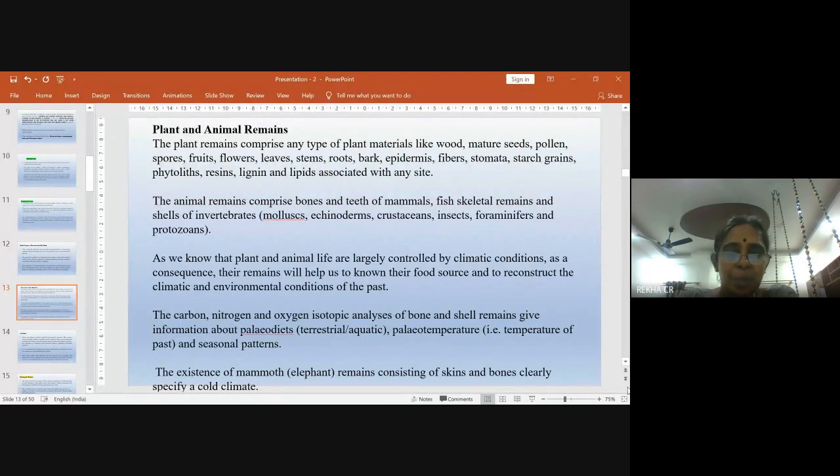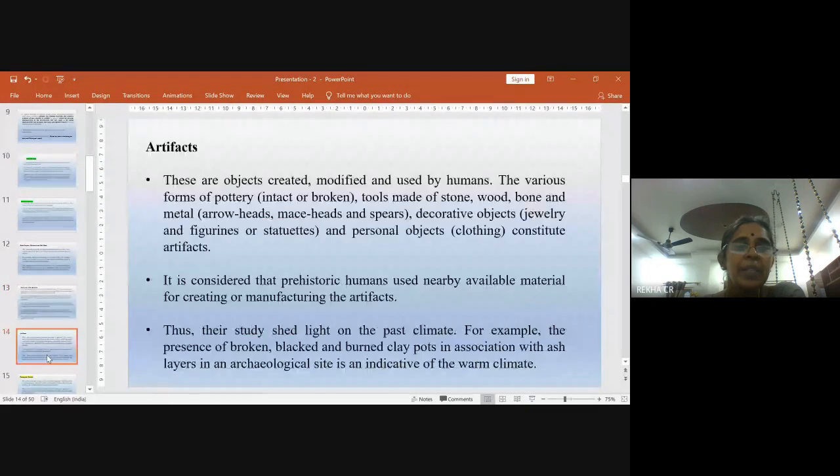then paleo temperature. Paleo means old. So the diet, the food, the temperature, and the seasonal patterns. And also the existence of mammoth remains consisting of skins and bones clearly specifies a cold climate.